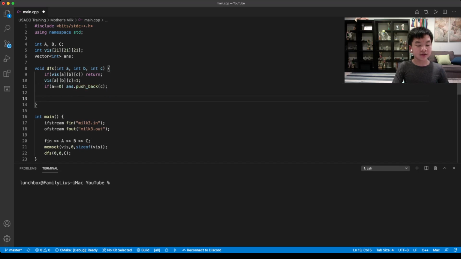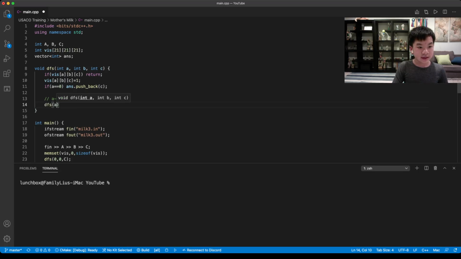Okay, so now we need to make our transitions. Basically if we pour A to B, you would just DFS, or we can actually have a temporary storing variable. So we can call this X. In this case, X will be equal to min A B, DFS A minus X, B plus X, C.